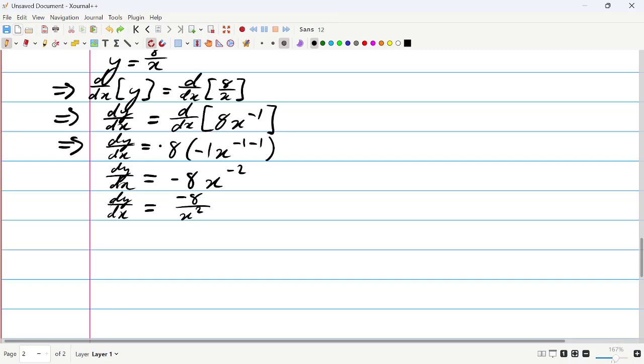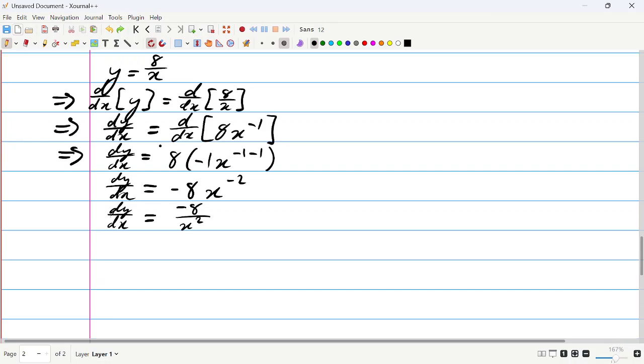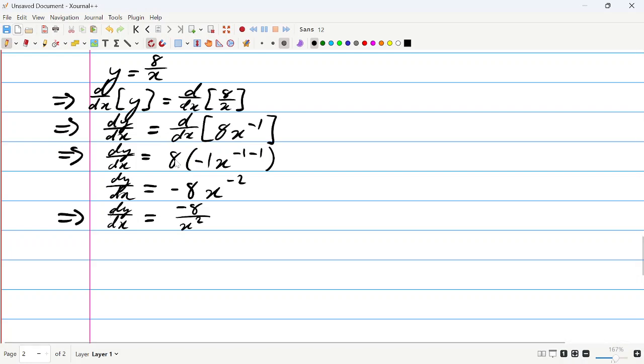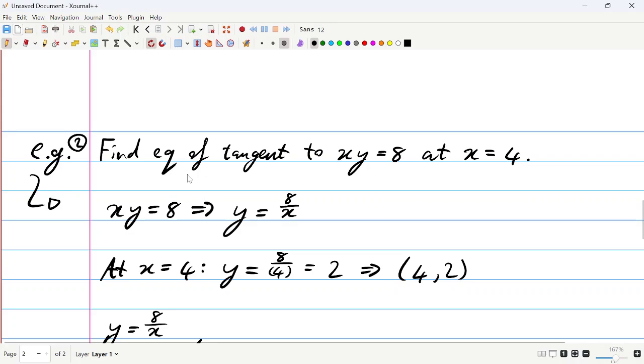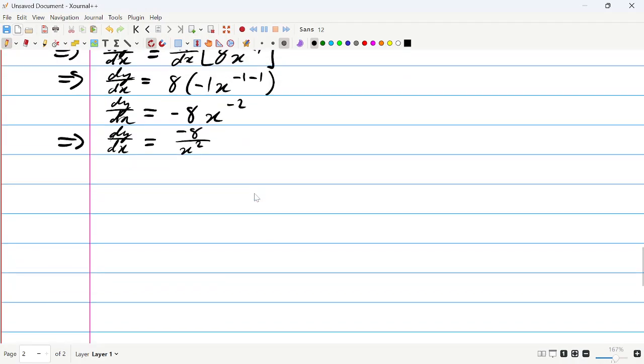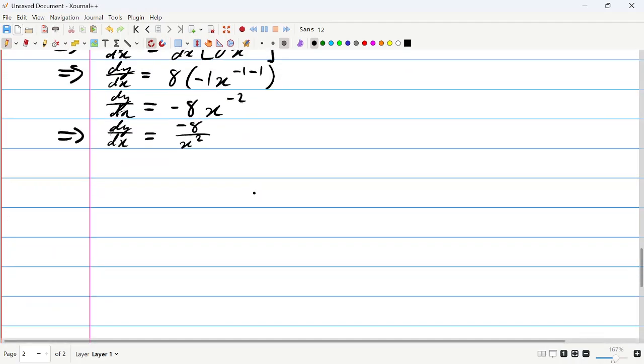And what is happening now? We need to find the gradient at the point x equals 4, right? Because that was the question. It says find the equation of the tangent at x equals 4, and then we're just going to plug it in. So what is the notation that we use?